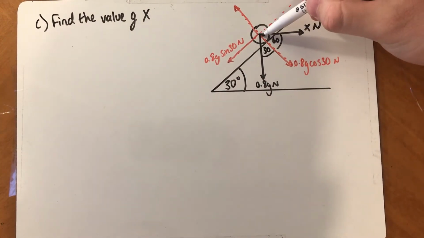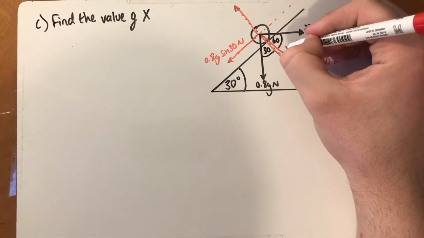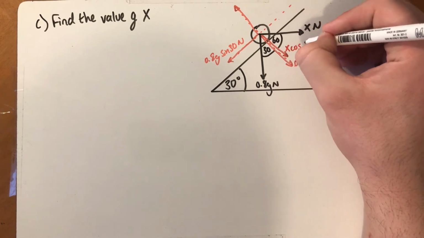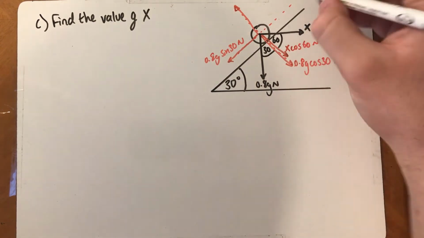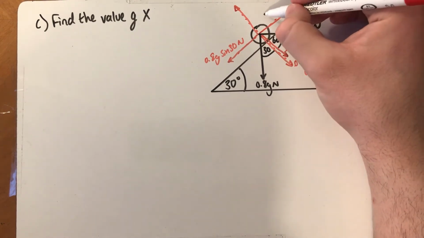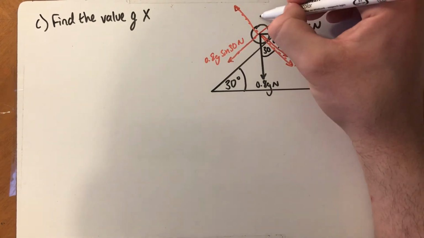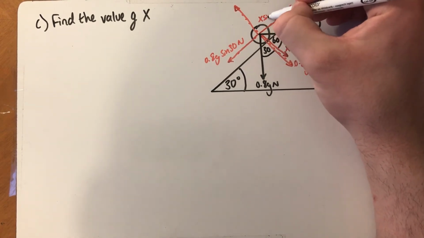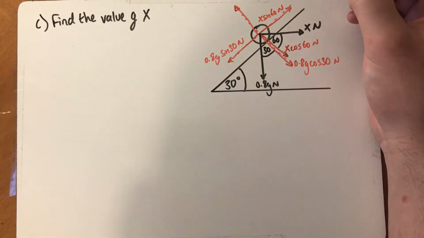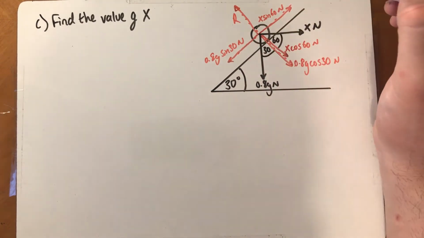Okay, so I can resolve into the slope. Again, the force that includes the angle is cos, so this force is x cos 60 newtons. And the force that does not include the angle is sine, so this force is x sine 60 newtons. Okay, and I've got my reaction here.